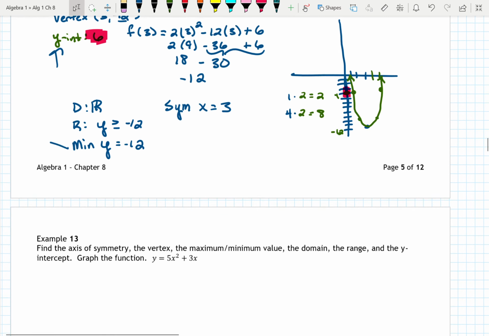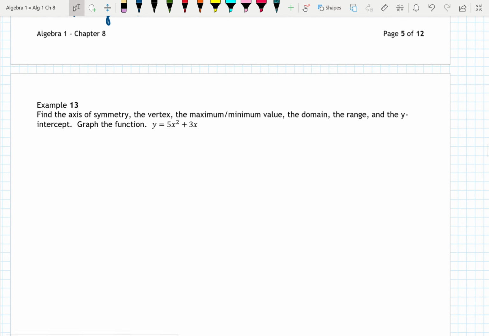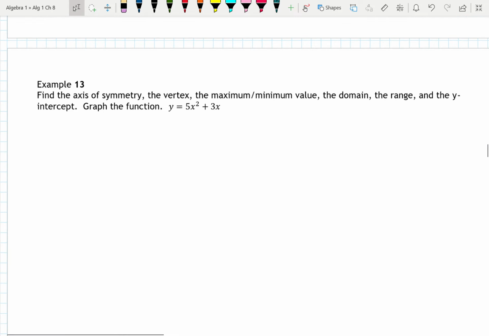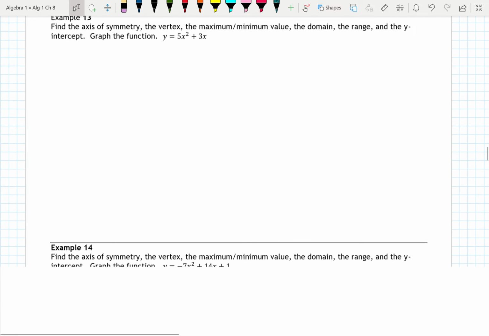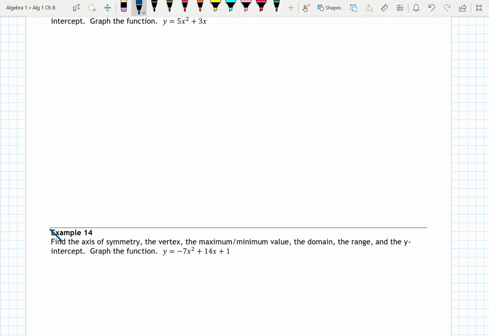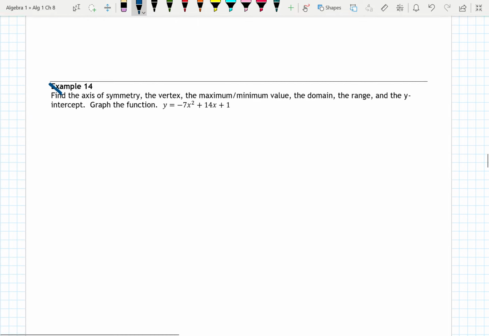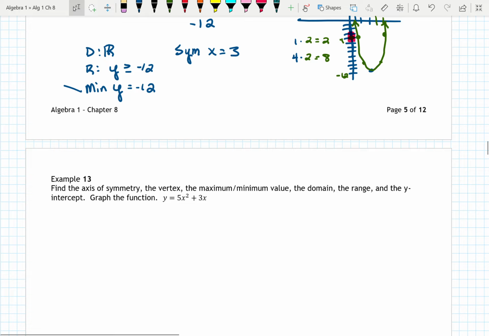Let's look at our next page. Number 13. Now, I'm not going to complete this problem. Actually, I don't know if I'm going to complete either of them. I'm definitely not going to do 14. You guys can do that one on your own if you'd like. And I think that, yep. So we are done with our problems.